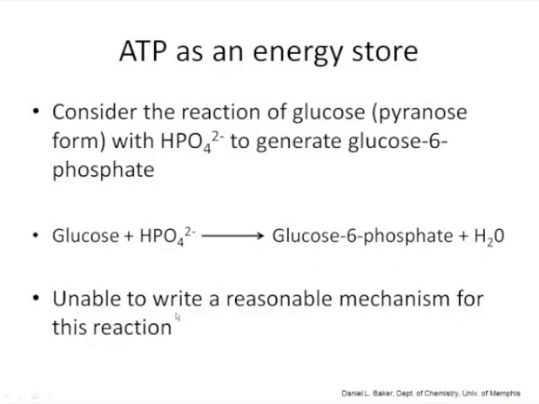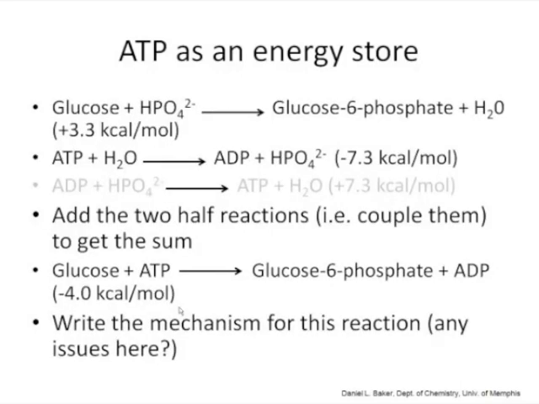But we're really unable to write a reasonable mechanism for this reaction. That's because we're talking about a nucleophilic type reaction here where the C6 hydroxyl of glucose would have to be the nucleophile, and that's a pretty weak nucleophile. And phosphoric acid in this form is not a very good electrophile because we've got localized negative charge around that phosphate. The phosphate is going to be electron deficient, but getting a nucleophile through that negative electrical charge is going to be an issue. So how do we deal with this?